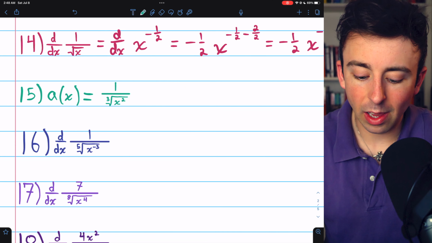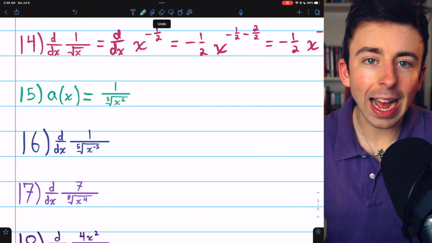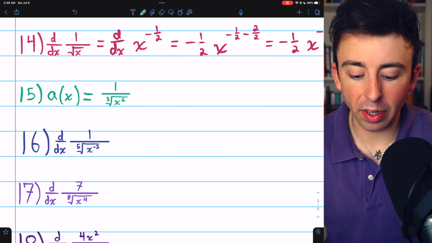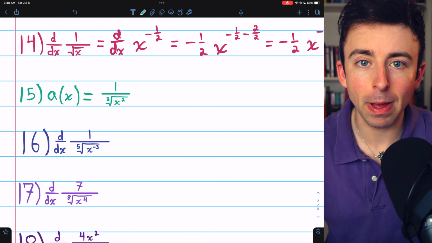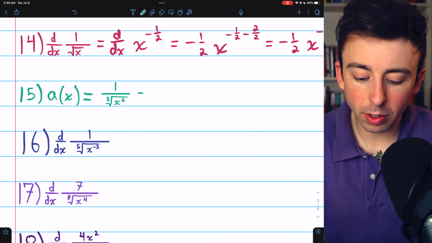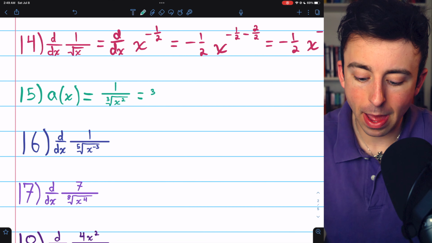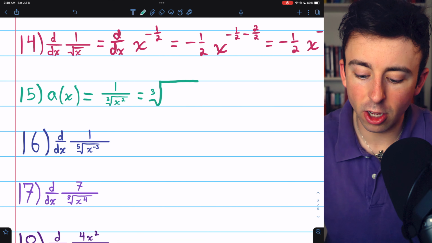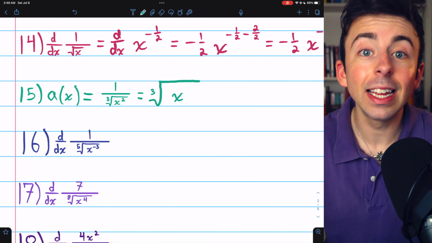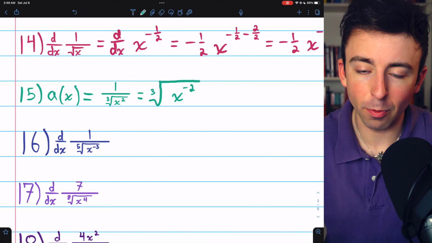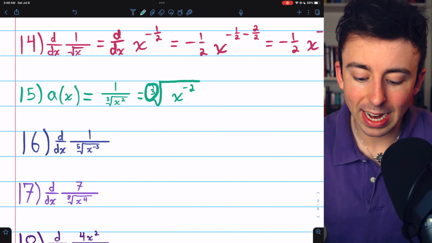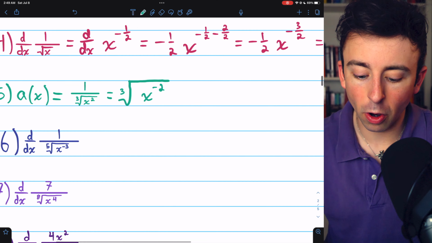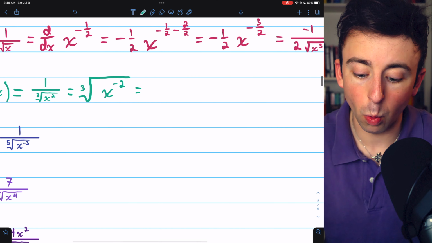Number 15, 1 over the cube root of x squared. We're going to find the derivative of this, but first we'll have to rewrite it so it's just x to some power. For starters, we can actually just get rid of the fraction right off the bat. We can rewrite this as the cube root of x to the negative 2 now that we've gotten rid of the fraction. A cube root is a radical with an index of 3, so we can turn that into an exponent of 1/3.